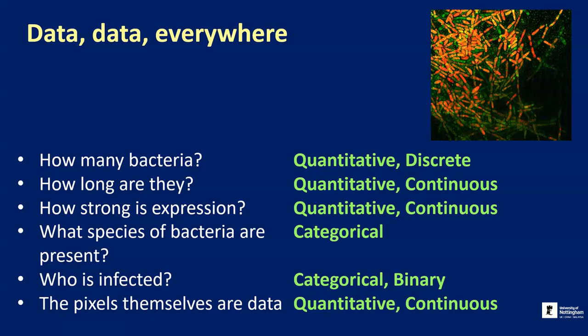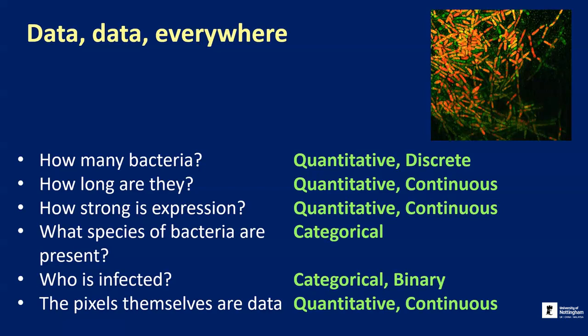Whereas when we measure how long a bacterium is, that's still quantitative. We're measuring it in numbers, but this time it's on a continuous scale. We can choose to measure the length of a bacterium in micrometers or in nanometers, different scales, potentially an infinite number of possible measurements given different levels of precision. So continuous data. The same is true of how strong the expression of this gene might be, so how bright the colours are that the bacteria are displaying. That could easily be measured on a quantitative continuous scale using a machine called a spectrophotometer, which measures the colour of light and the strength of that colour.